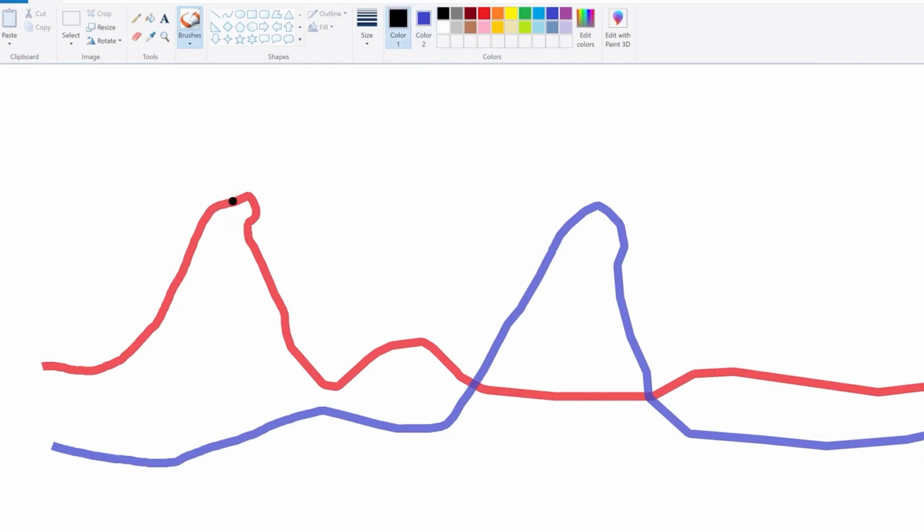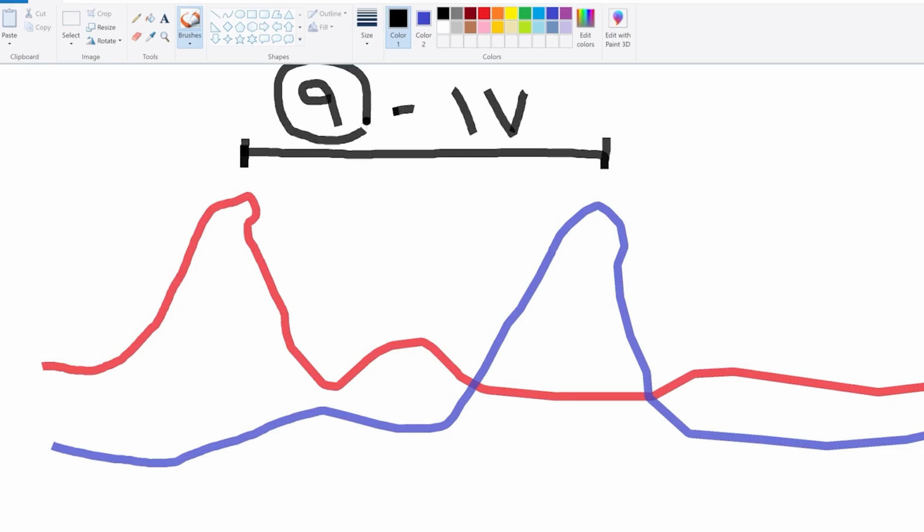Whenever our Tenkan-sen forms a peak, and then Kijun-sen also forms a peak, the distance between these two peaks is very important to us. Look, the distance between these two peaks of Tenkan-sen and Kijun-sen must be either 9 or 17 candles. If this distance from here to here is 9 candles, or from here to here is 17 candles, between these two peaks, it gives us a signal of a trend reversal.